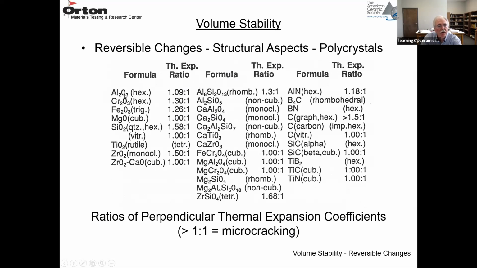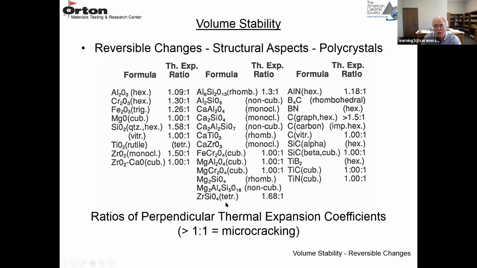So if we just look at a few of these, Al2O3 is hexagonal. The ratio is 1.09 to 1. Cr2O3 is also hexagonal. It's 1.3 to 1. Fused silica, vitreous silica is 1:1. So there will be no cracking in that material.